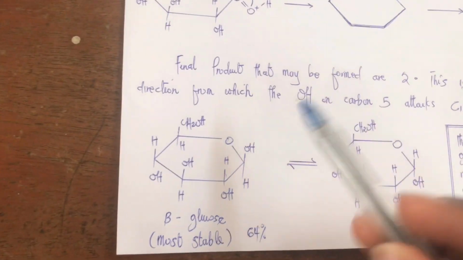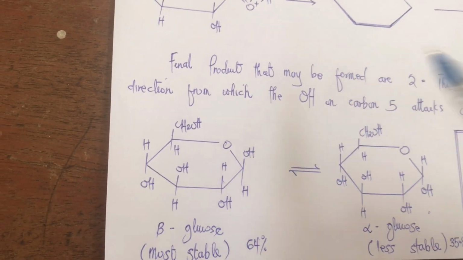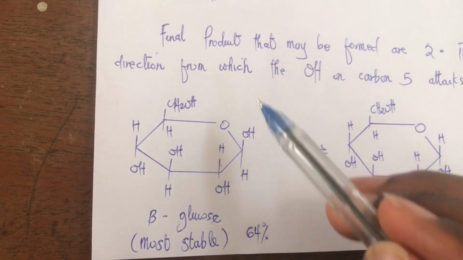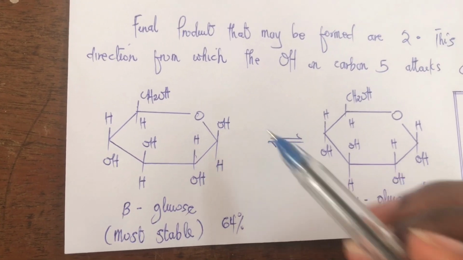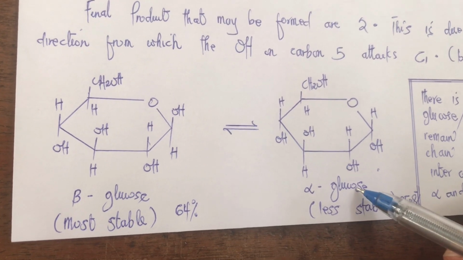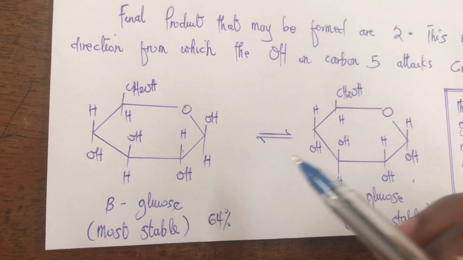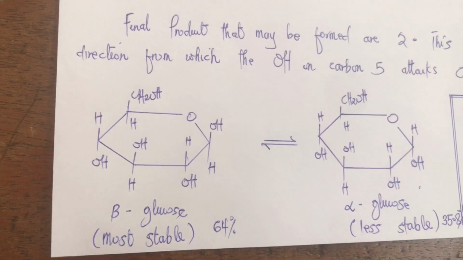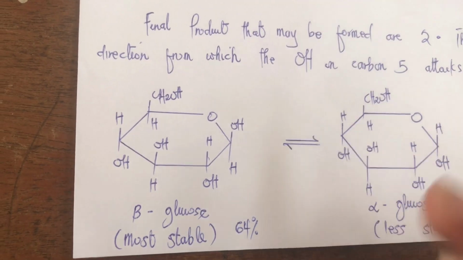Now, if it attacks it in other ways, we may have the OH being at the top, or we may have the OH being at the down. When the OH is at the down, we are having alpha glucose, and when the OH group is at the top, we are having the beta glucose. Now, there are some things that we should consider here.